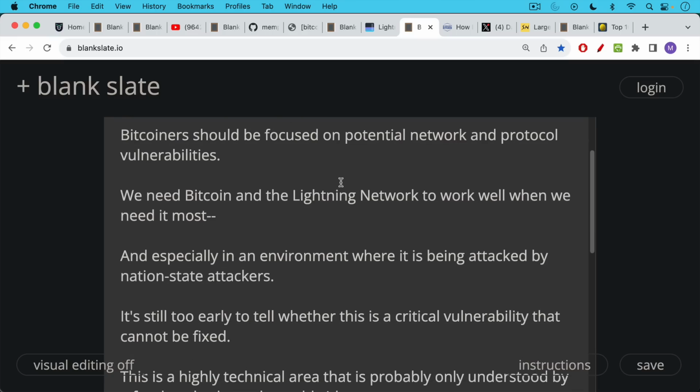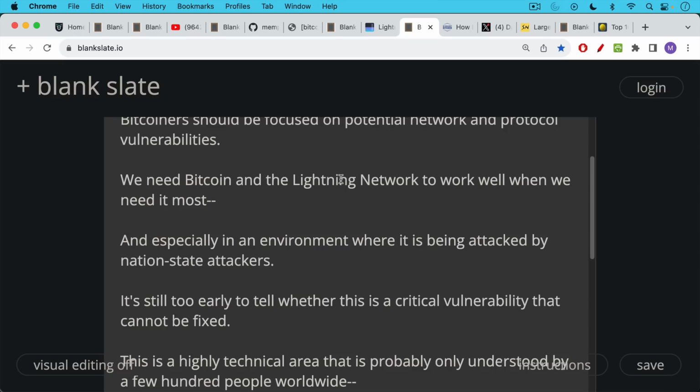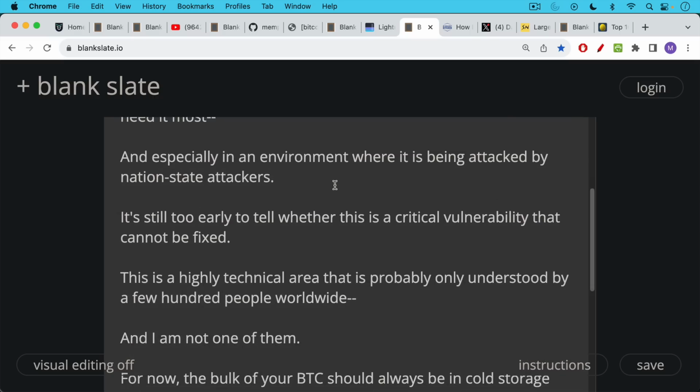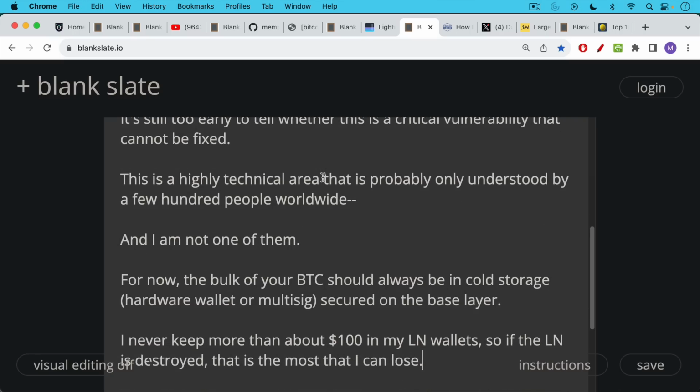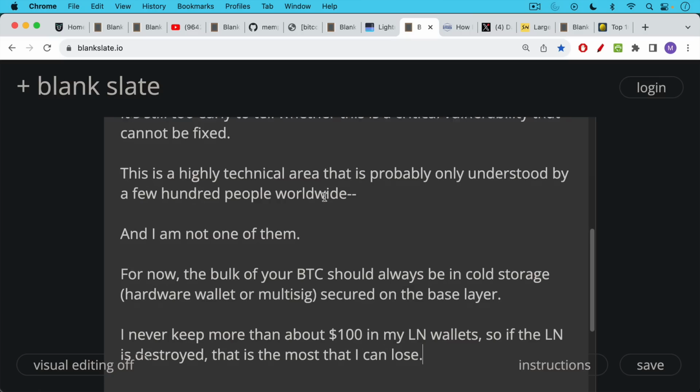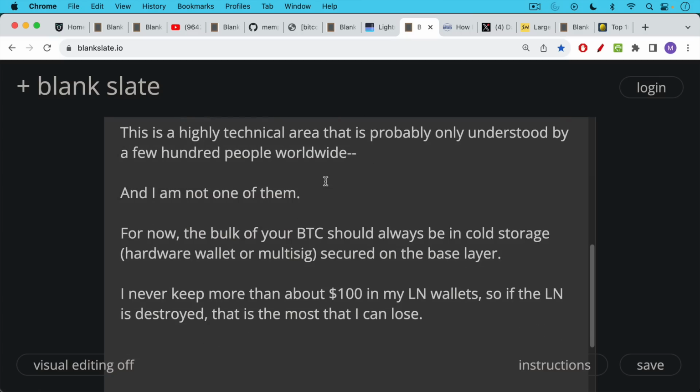It's still early to tell whether this is an actual critical vulnerability that cannot be fixed. This is unfortunately a highly, highly technical area that's probably understood only by about a few hundred people worldwide, and I am not one of them, unfortunately. For now, the bulk of your Bitcoin, as always, should be stored in cold storage using a hardware wallet or multisig, and it should be secured on the base layer in cold storage. I never keep more than about $100 in my Lightning Network wallets. So if the Lightning Network were to be destroyed, that's the most that I can lose.